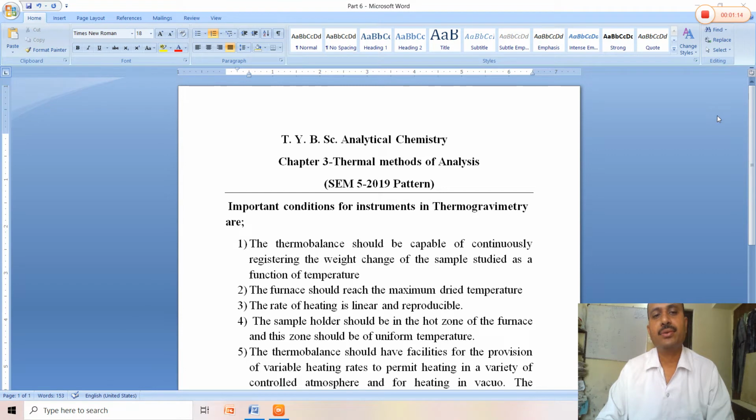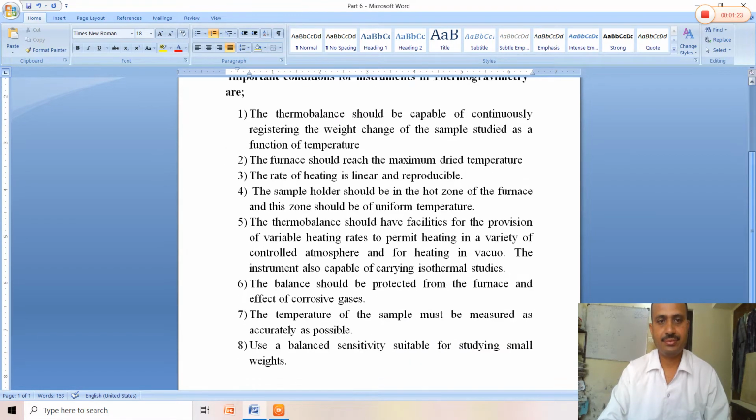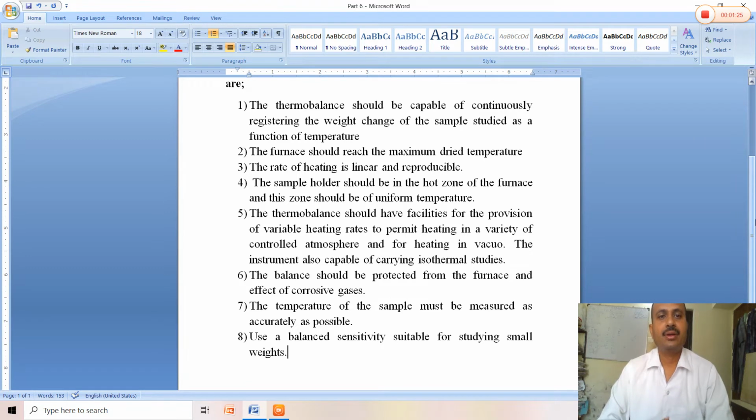Now here we are going to learn some basic conditions. Which are the basic conditions needed for the instrument in thermogravimetry? For the instrument, the thermobalance is very necessary. The thermobalance should be capable of continuously registering the weight change of the sample studied as a function of temperature. That is the first condition.